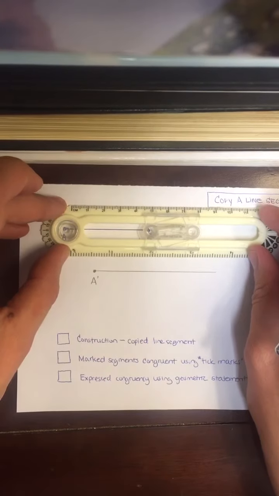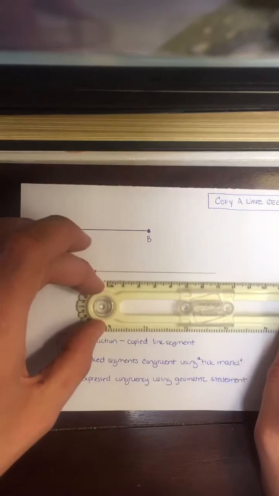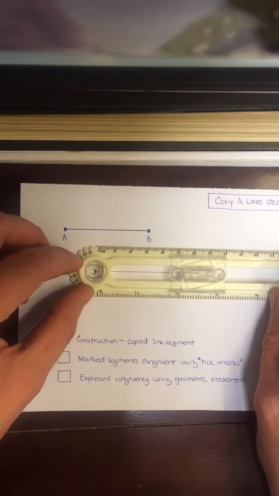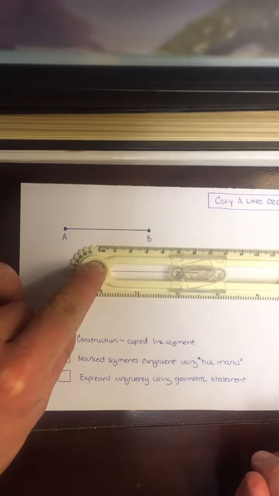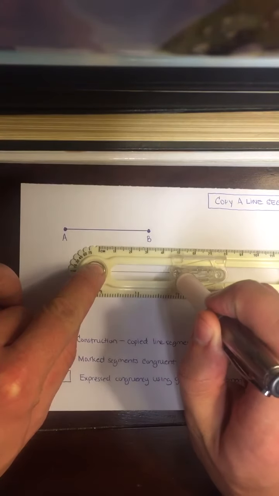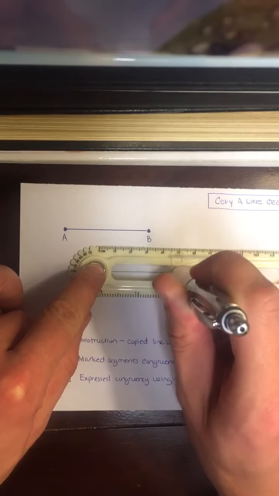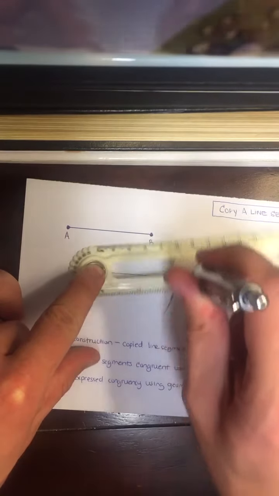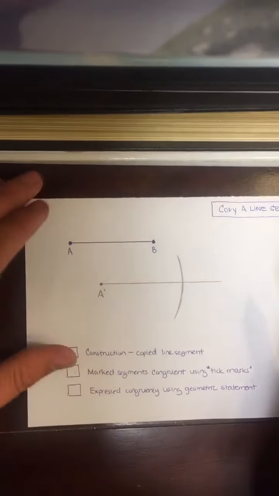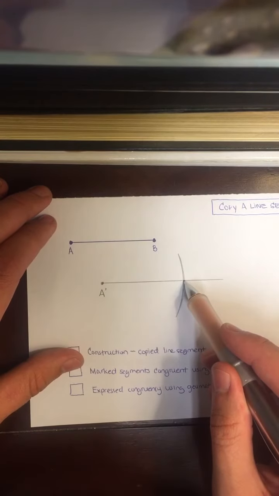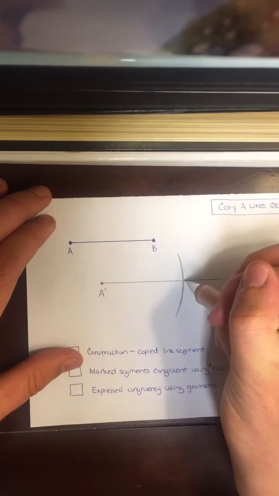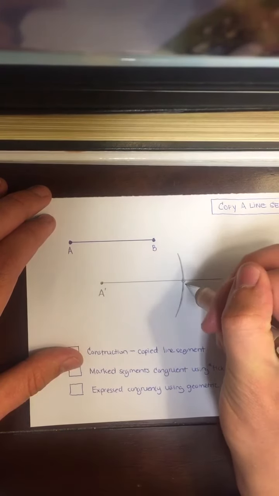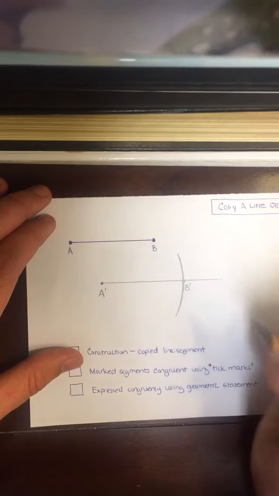I'm going to take that distance and bring it on down to my copied line down here. I'm going to place my compass now over A prime and hold it tightly there. That same hole that was over my point B up above, I'm going to put my pencil through that hole and draw a little arc. Where that arc is intersecting my line segment that I'm copying, I'm going to draw a point at that point of intersection. And that is exactly where my point B prime is located.